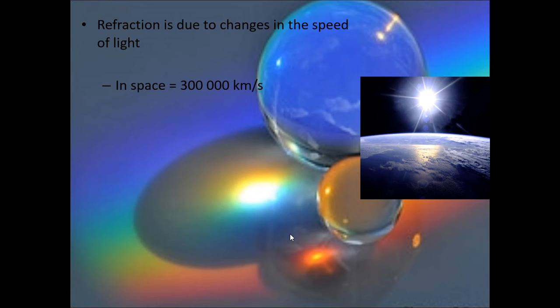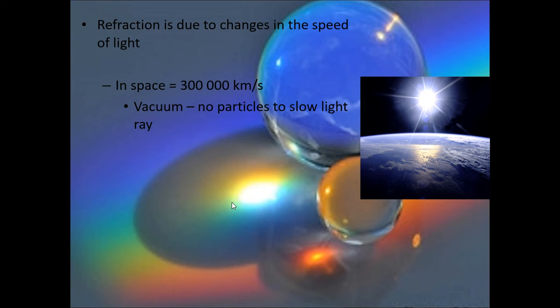Refraction is due to changes in the speed of light. In space, light travels at 300,000 kilometers per second in a vacuum, with no particles to slow the light ray. But as it passes through the atmosphere, the Earth's atmosphere will refract it. That's the reason why some days the weather forecast tells you sunset will be at 5:30, and at 5:35 you can still see the sun, right?